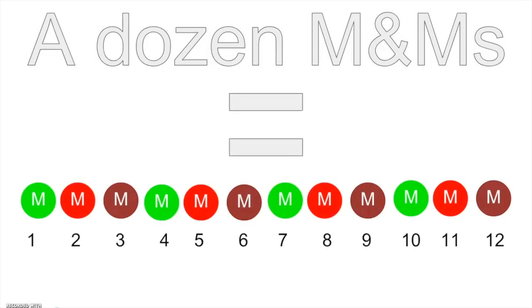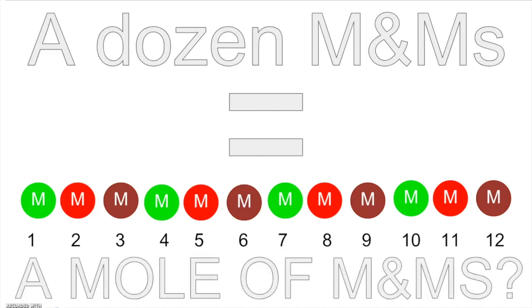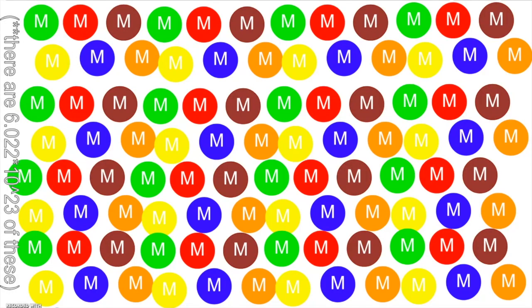Say I have a dozen M&Ms. That would mean that I have 12 individual M&Ms, right? Well, what if I had a mole of M&Ms? A mole of M&Ms would mean that I had not 1, 2, but 6.022 times 10 to the 23rd M&Ms.